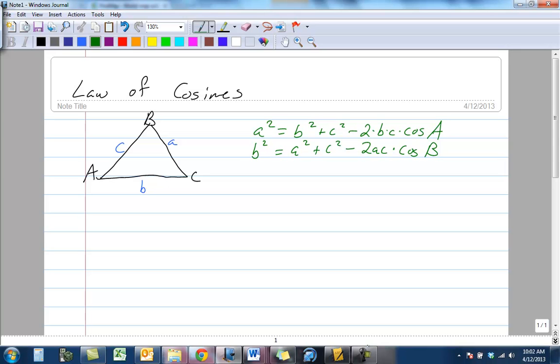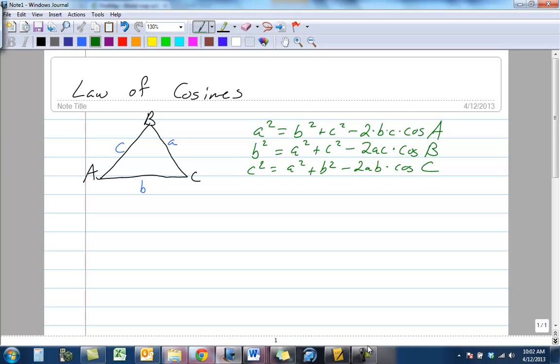Let's see if you can figure out the third one yourself. The third formula that I expect you to memorize is, hopefully y'all got, c squared equals a squared plus b squared minus 2ab times the cosine of angle C.